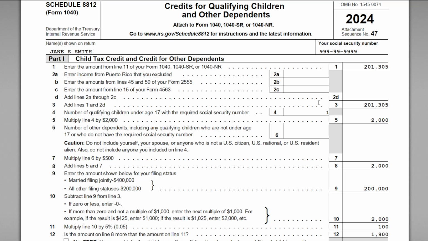Now there's some adjustments that potentially are made depending on what kind of additional filings you have. So if you have any income excluded from Puerto Rico, you would add those amounts back. If you're claiming the foreign earned income exclusion on the 2555, you have an adjustment for that amount. And then lastly, Form 4563 is filed if you're claiming exclusion, or if you're a resident of American Samoa and you're claiming exclusions there as well. In Jane's case here, she's a resident of Florida. None of those apply. So all of line 2 is just left blank for us. And so our total line 3 amount remains at 201,305.